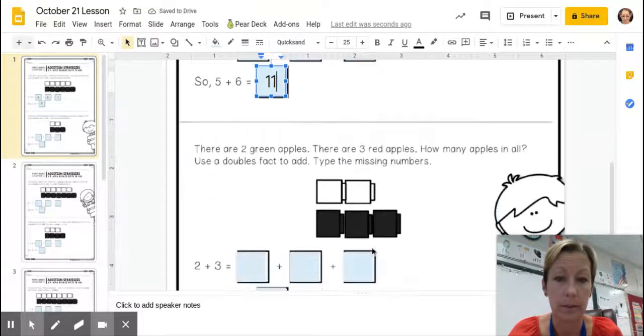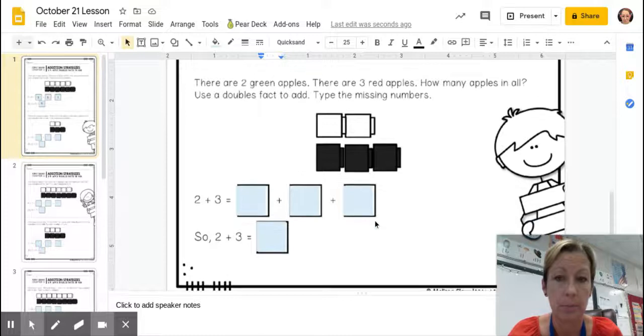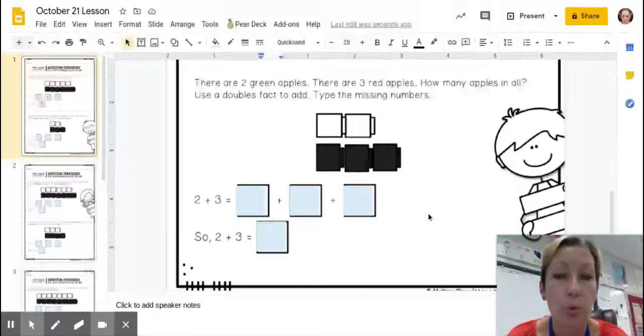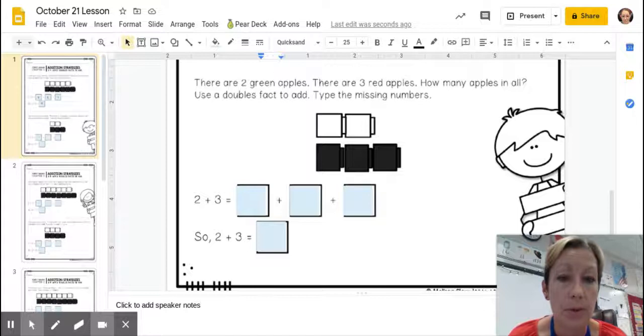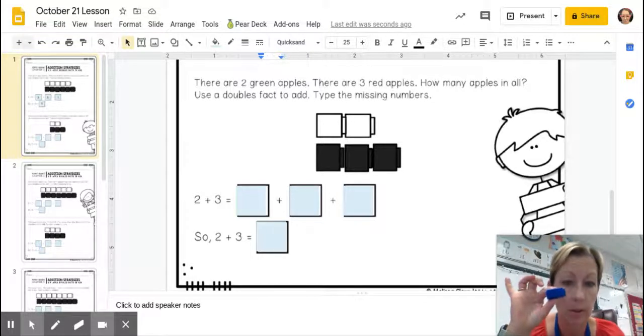All right, let's look at the next problem. There are 2 green apples. There are 3 red apples. How many apples in all? Use doubles facts to add. Type the missing numbers. All right, so we had 2 green apples. Okay, I know my cubes are not green, but we're gonna do what we gotta do. Okay, so these are going to be my 2 green apples.